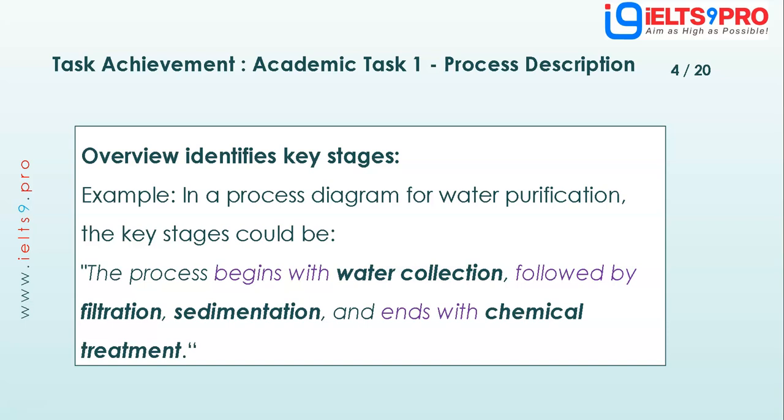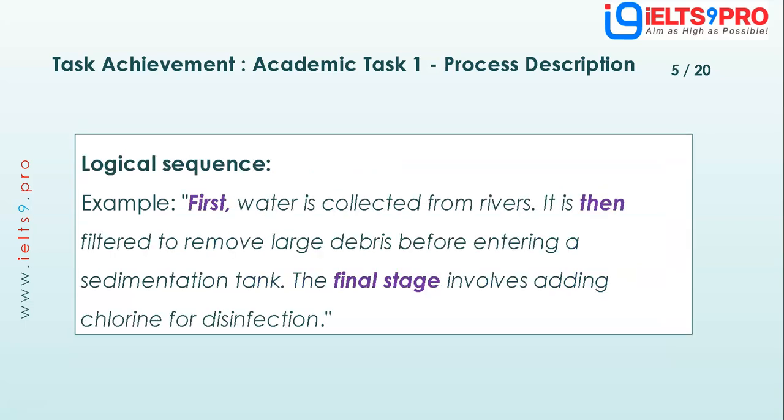Like it says here, in the diagram for your process, your key stages could be something like: the process begins with water collection, followed by filtration, sedimentation, and ends with chemical treatment. Logical sequence. First, then, next, afterwards, final stage. You're using sequencing words.